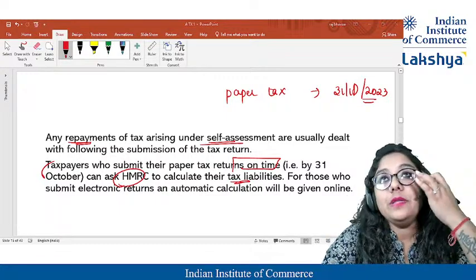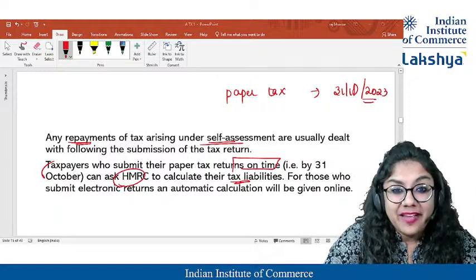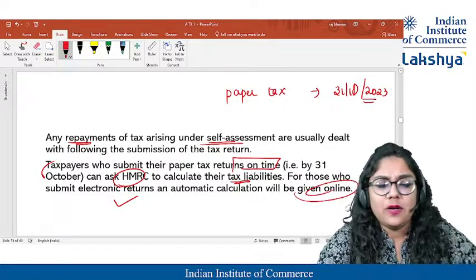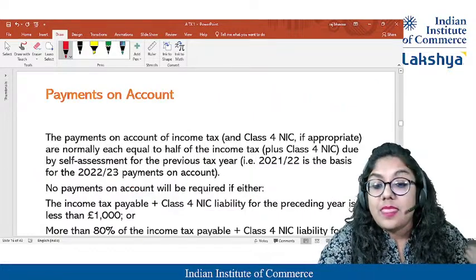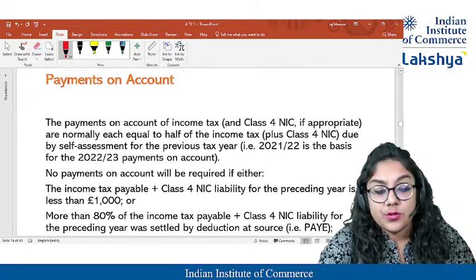See, when I am doing the paper return, I am having a doubt, so I ask HMRC to please calculate whether I have made anything wrong or not. For those who submitted electronically, you can calculate it online. That's fine. Okay. Now what about the payment? How should I make the payments on account?